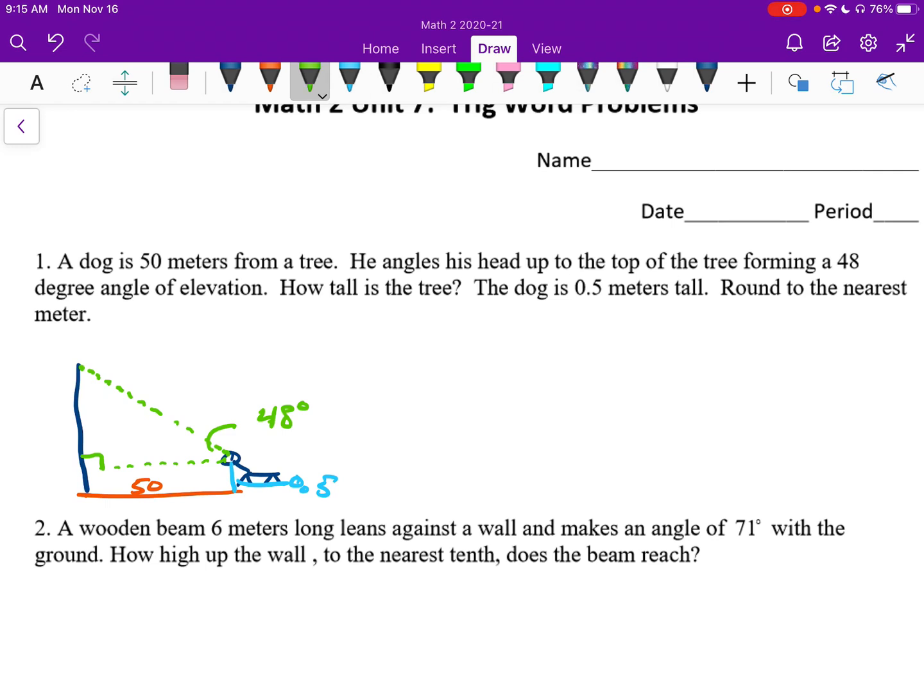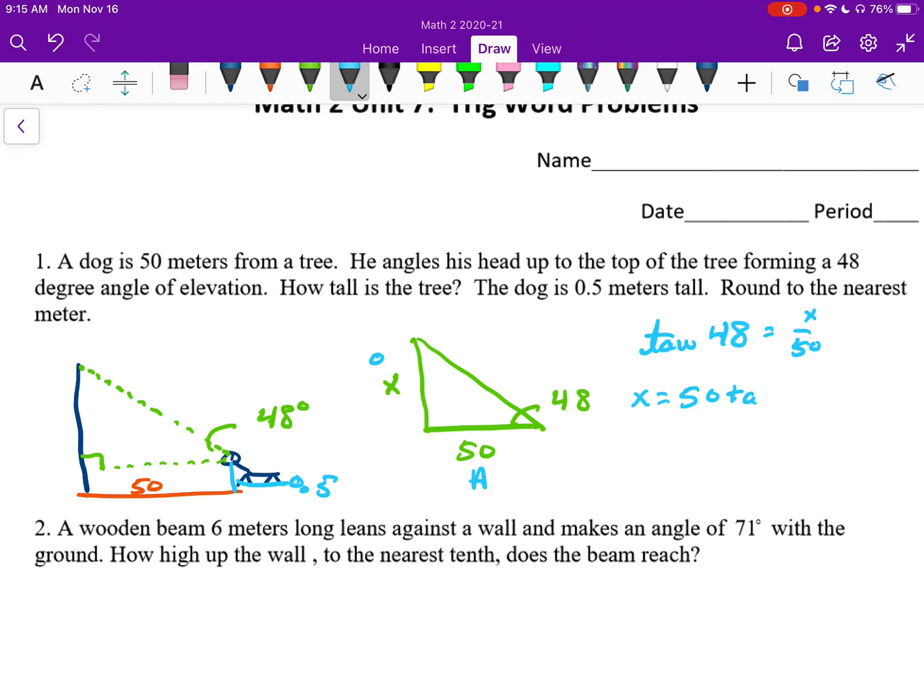All right, so to grab that green triangle out here and to look at it, here we have 50, and here we have 48, and here we have our x. So our angle, and then we have opposite and adjacent. So I'm going to say, well, tangent of 48 is x over 50. So x is 50 tangent 48. What is 50 tangent 48? Well, that is 55.5, and we will round that to 56 meters.